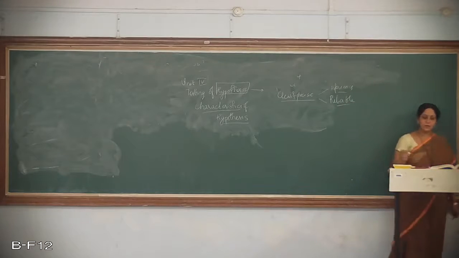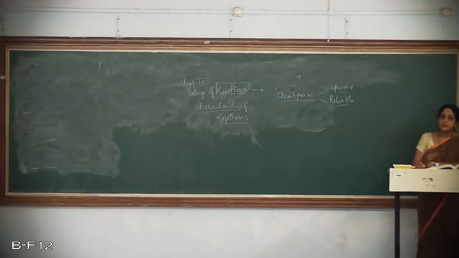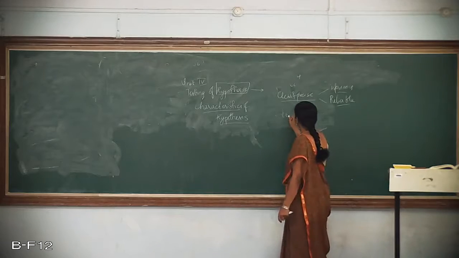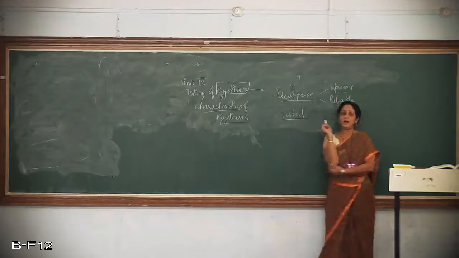Then, when I talk about hypothesis, it should be capable of being tested. So when automobile A is performing well, then there are certain runs, and hence those tests can be performed. Hence, a hypothesis can be tested. So, these are the important characteristics of a hypothesis.